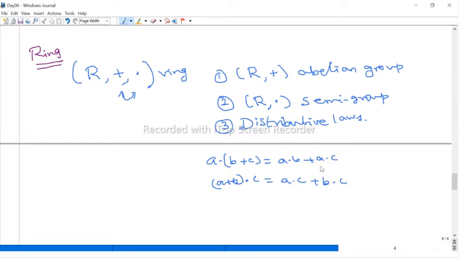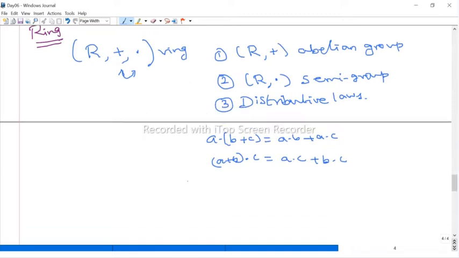So these are what we call the distribution laws. A ring is nothing but a set satisfying these three sets of axioms. Suppose it need not satisfy A into B equal to B into A. Suppose the set satisfies A into B equal to B into A with respect to multiplication, for any elements A, B in the ring, then we say R is a commutative ring.